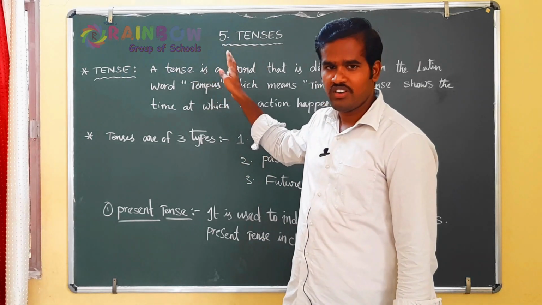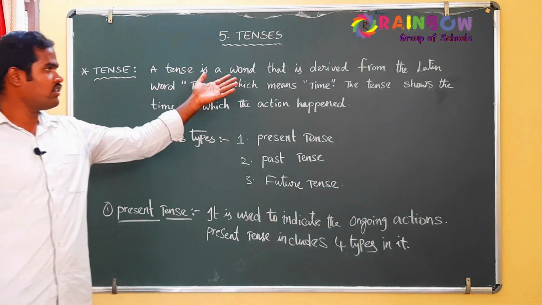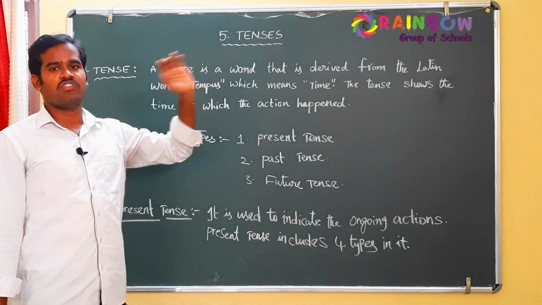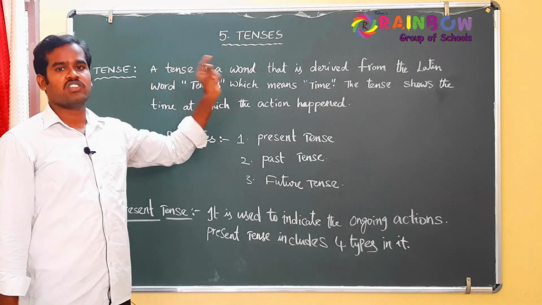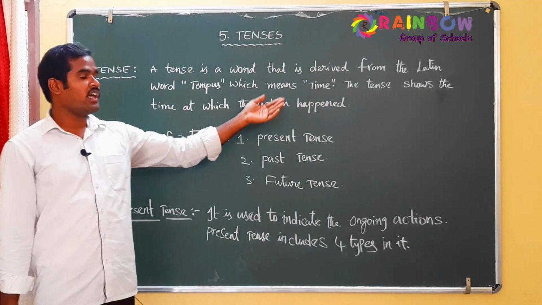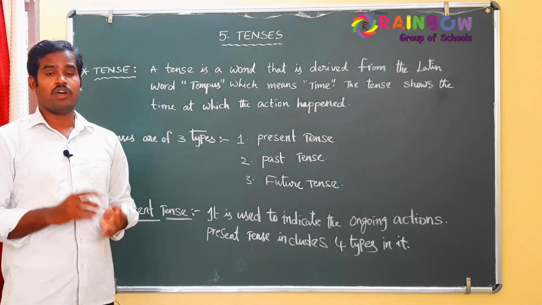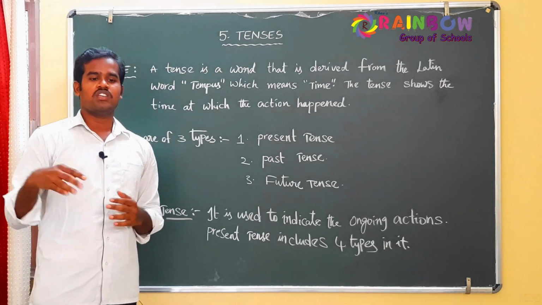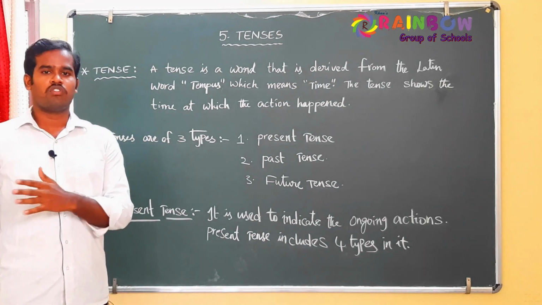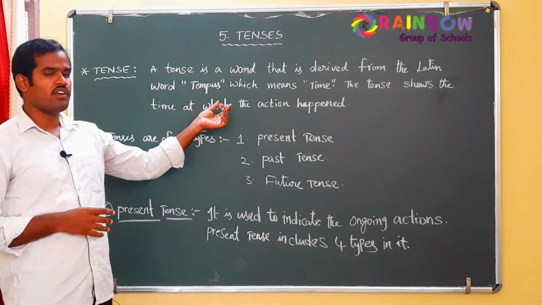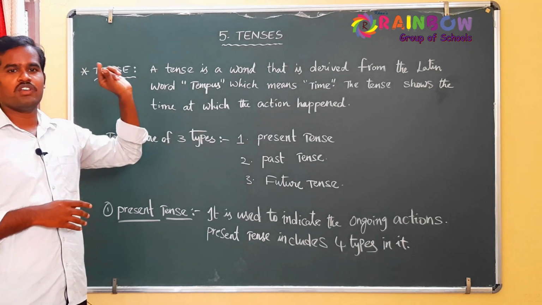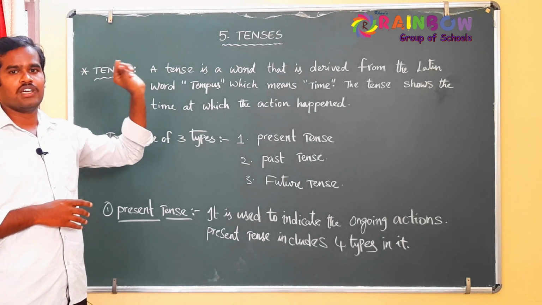So let us look into the definition of the tense. Tense is a word that is derived from the Latin word tempus. Tempus means time. And one more use of tense is it shows the time of the action, when the action got finished. So the tense shows the time at which the action happened. By observing the tense of any sentence, we can easily identify when that action happened, when that action was performed, when the action was done. So this is the use of tense, to identify the time of the action, when the action got completed.